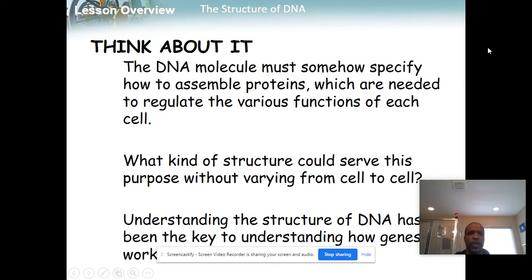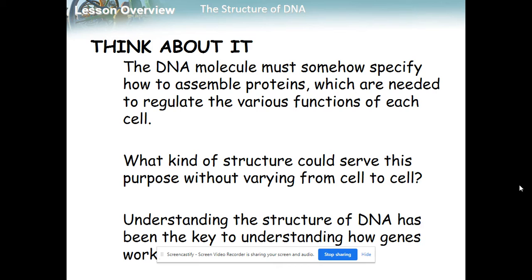So here we go. There's some information here that you'll need to see, just some things to think about. The DNA molecule must somehow specifically enable these proteins to be made and regulated through various functions of the cell. What kind of structure could serve this purpose for carrying this out? Understanding the structure of DNA is key to understanding how genes work.